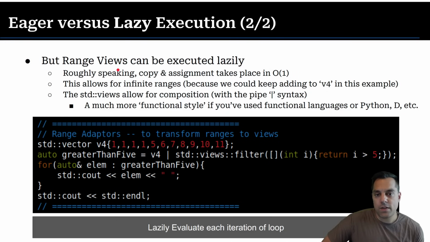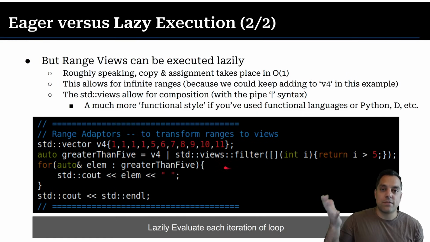So what I mean when ranges can be executed lazily is that if there's any copy and assignment taking place, it's a constant time operation for whatever the cost of that copy is. We can have infinite ranges because I can keep adding data onto this collection, for instance, vector v4 shown here, and at any given time I'm only looking at one element because I'm just lazily evaluating it. So if I'm constantly pushing back to this vector, I can keep running this view because it's only looking at one spot in memory at any given time.